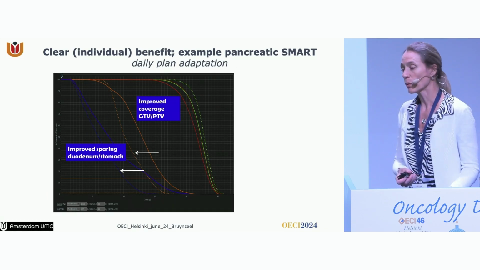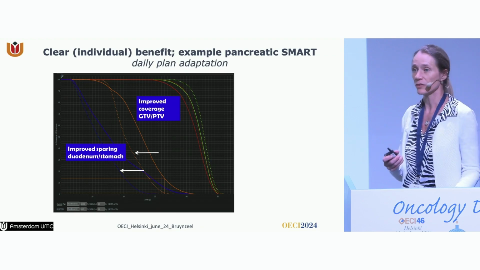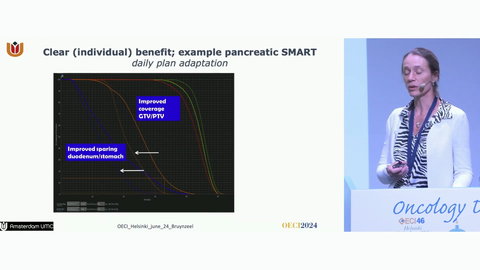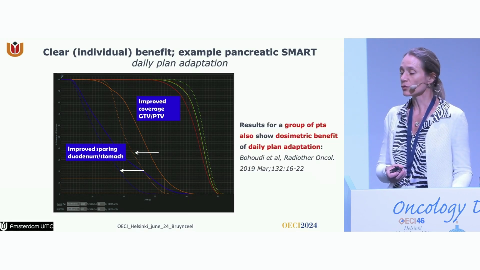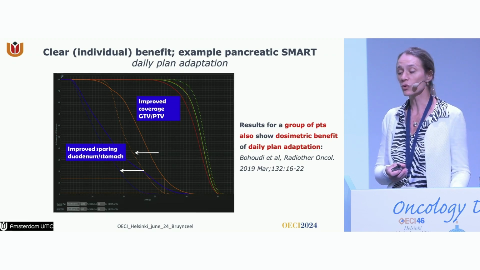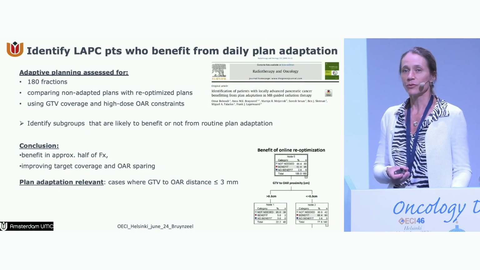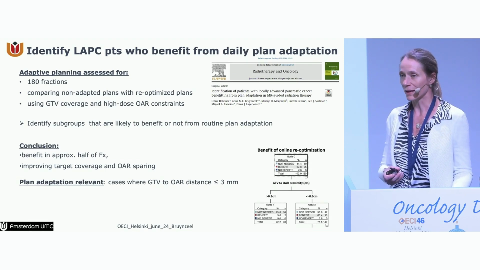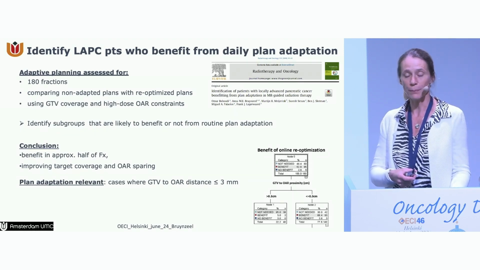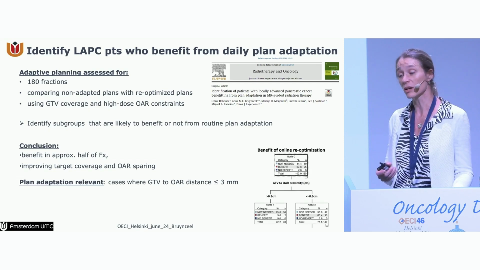Here you see an example of a patient with pancreatic cancer for whom the benefit of daily plan adaptation is clear, with an improved coverage of the target and improved sparing of the organs at risk indicated by the dotted line. And results for a group of pancreatic cancer patients also show this dosimetric advantage of daily plan adaptation. And of course, it is important not only to quantify the average dosimetric benefit, but also to identify patients with pancreatic cancer who benefit from daily plan adaptation or not.